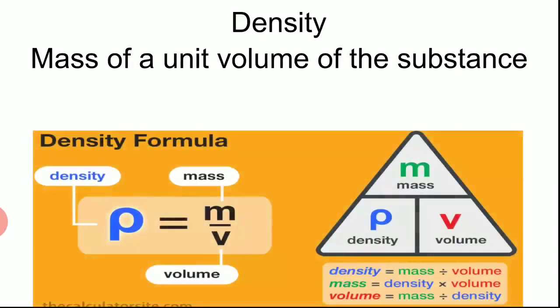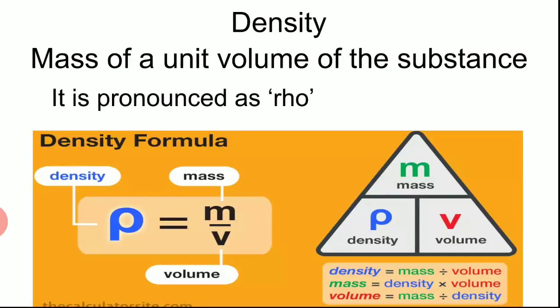Now let us see the formulae for the same. Now this density is pronounced as rho and written in a particular format, and the density formula is mass upon volume. On the right hand side of the image we see a triangle wherein m is in the top and density and volume is in the bottom.